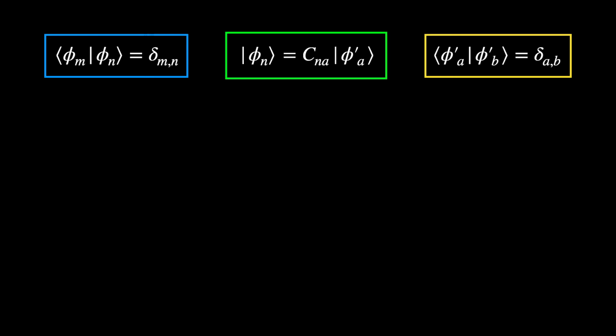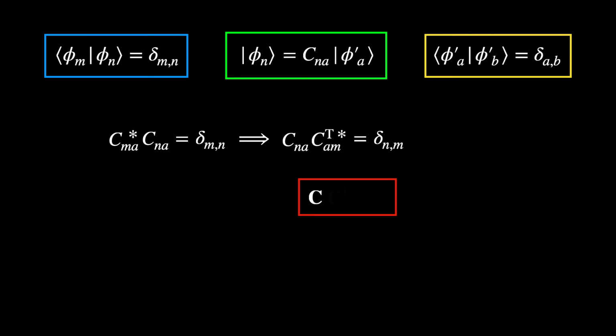Let's apply the green box to the blue box. Then use the yellow box. We obtain a relation for the coefficients C. This can be written in the form of a matrix multiplication. The second factor is simply a Hermitian conjugate. Thus the matrix C multiplied by its Hermitian conjugate must give the identity.